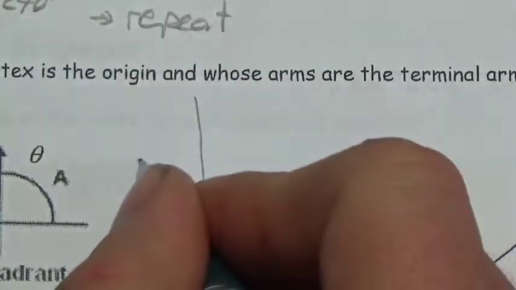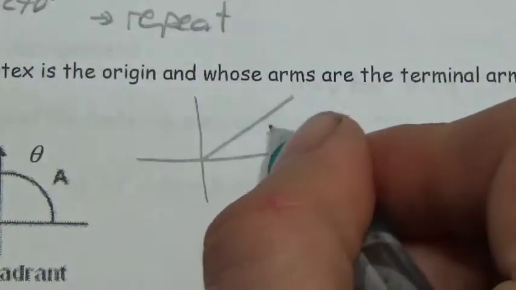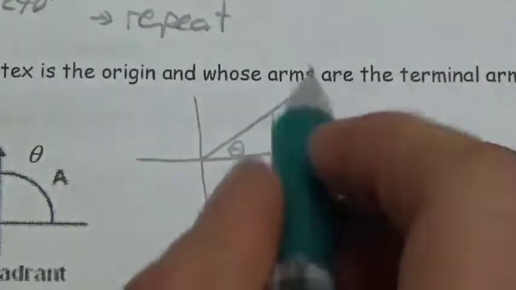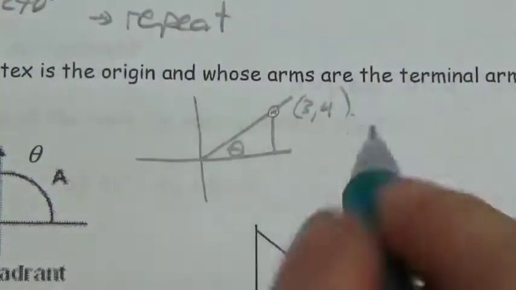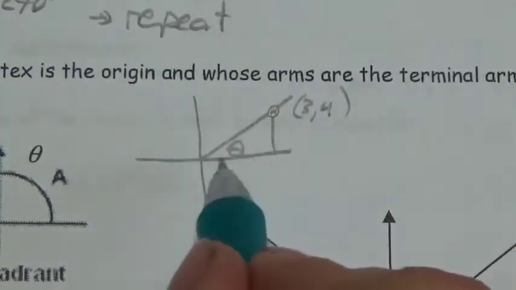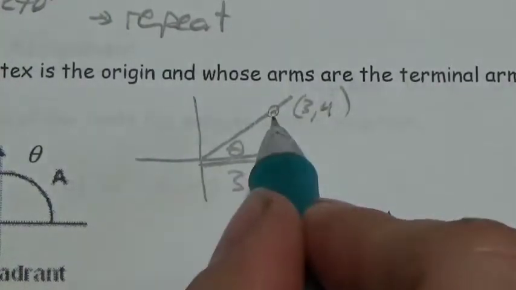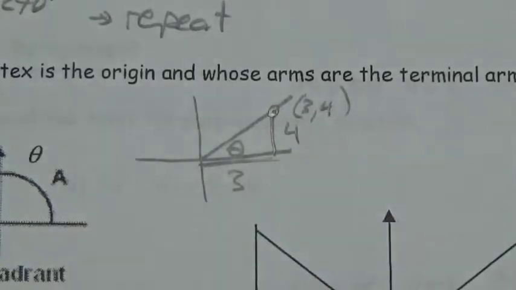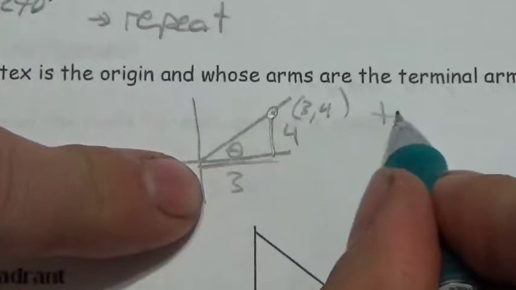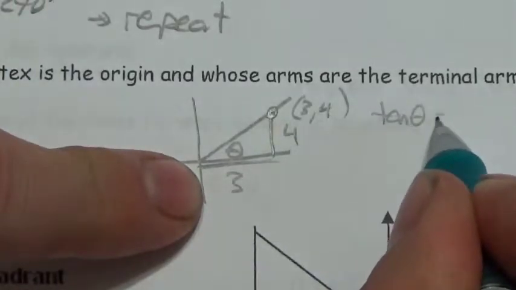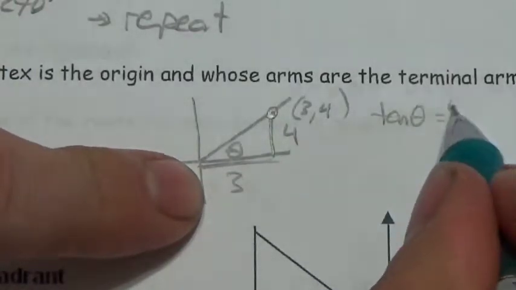So let's say you draw your triangle here. Here's your terminal arm, here's your theta. And let's say that you went through the point, just for argument's sake, (3, 4). What that means is that this distance is going to be 3, this distance is going to be 4. So the tangent of that angle, the tangent of theta, is going to be 4 over 3.